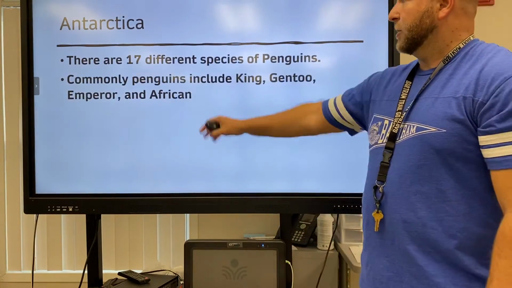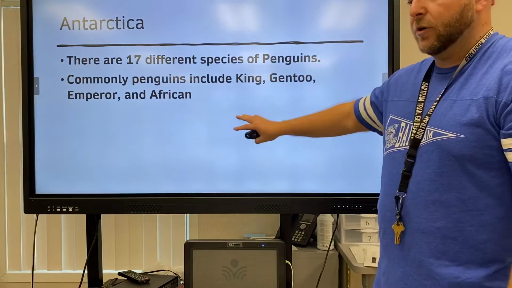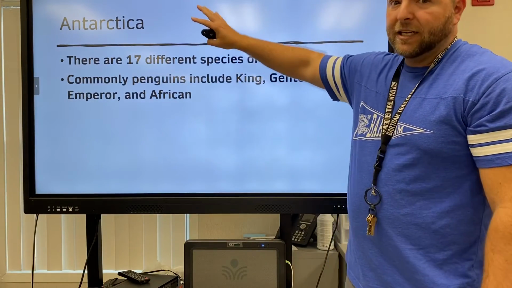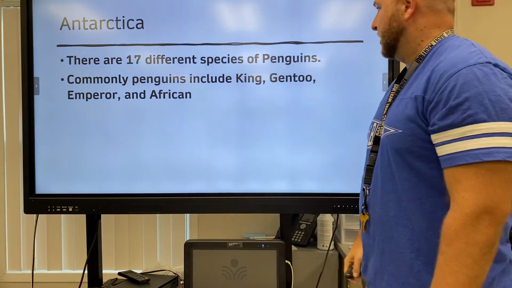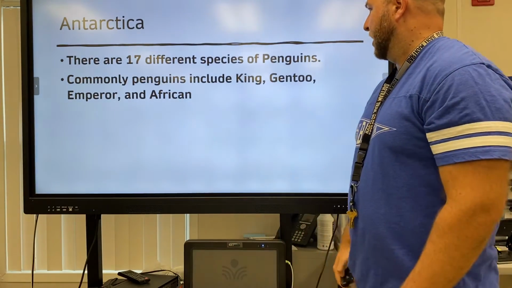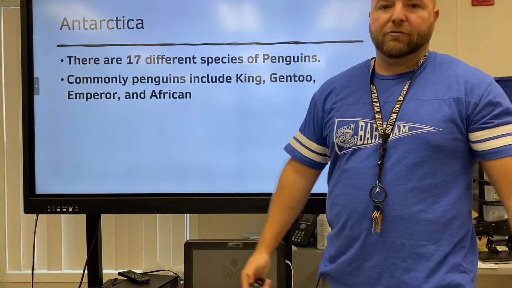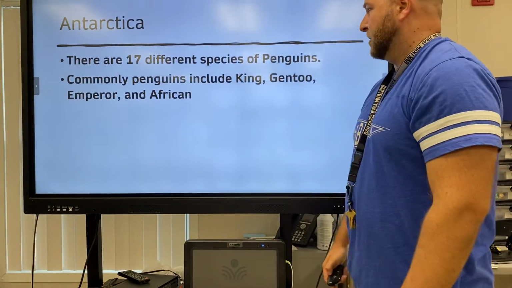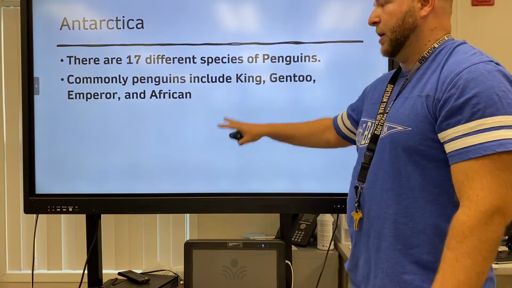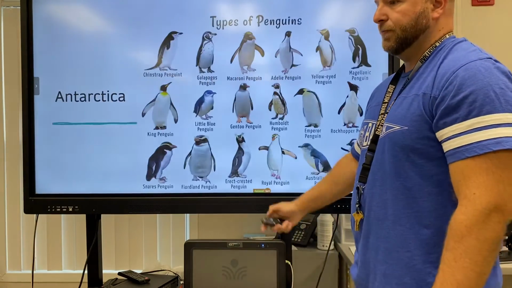So a couple things that we do want you to note. This is where we're going to find penguins. Notice that they were not in the Arctic. Penguins are in Antarctica. 17 different species. Common penguins include king, gentoo, emperor, African. There are a number of other species as well. You are not expected to know all of them. We do want you to at least be able to recognize those 4.